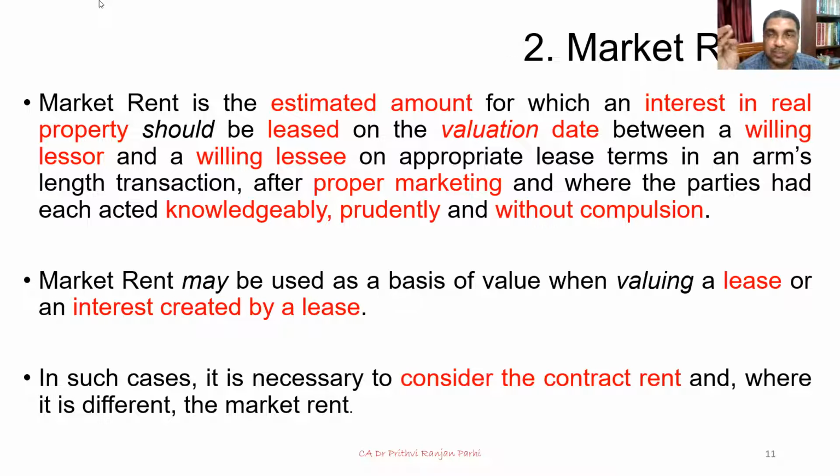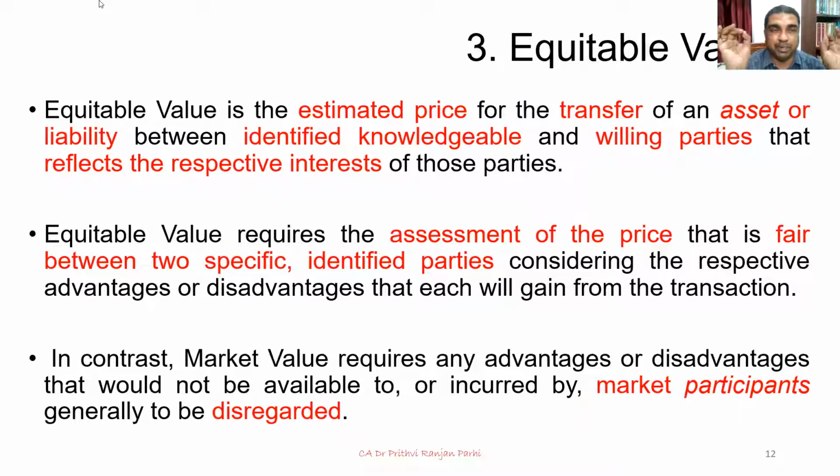Okay, this is one more base. One is market value, I told you. Second, market rent, is one more base. So let us move to the third base. Did you understand the second base? Yes, sir. So in a given situation, you have to justify which base is more appropriate. The third valuation base is the equitable base. Equitable base is the estimated price for transfer of an asset or liability between identified, knowledgeable, and willing parties that reflects the respective interests of those parties.